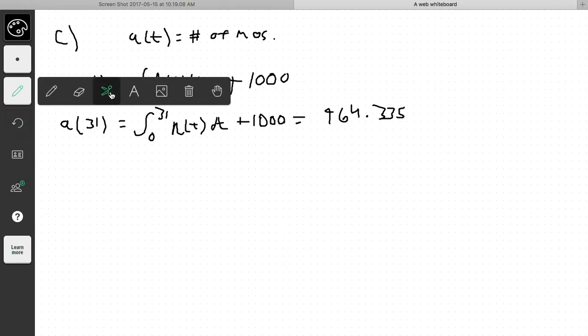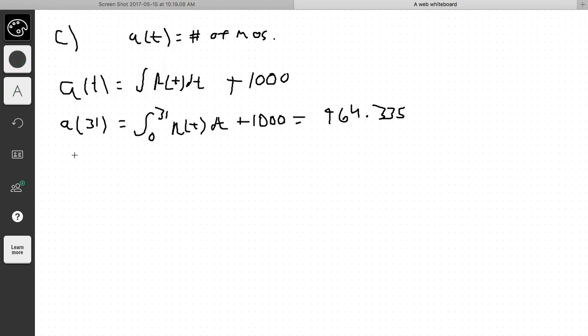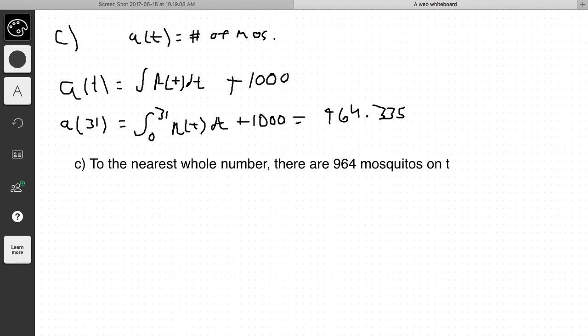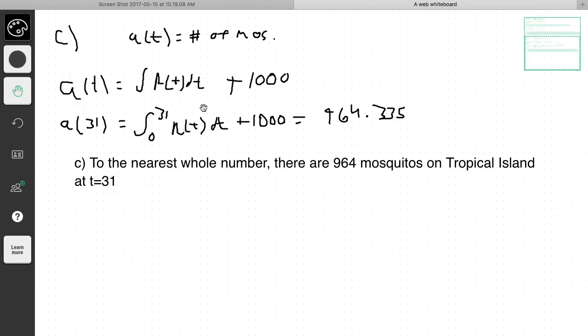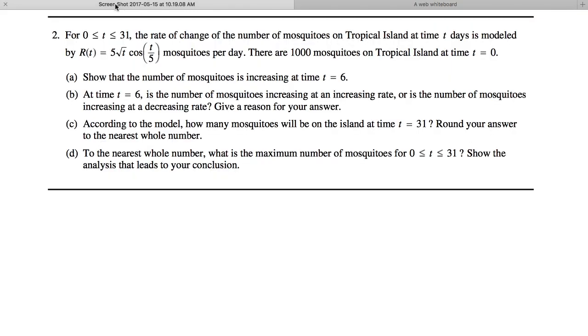So now we go ahead and we're going to want to write out for part C. To the nearest whole number, there are 964 mosquitoes on the tropical island at t equals 31. All right, part D. Part D is a fun one.